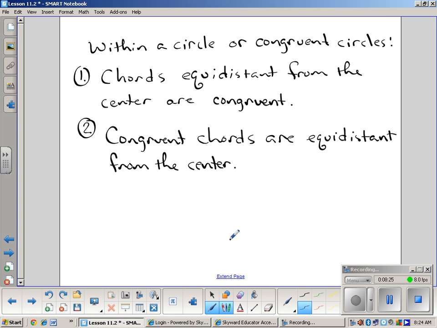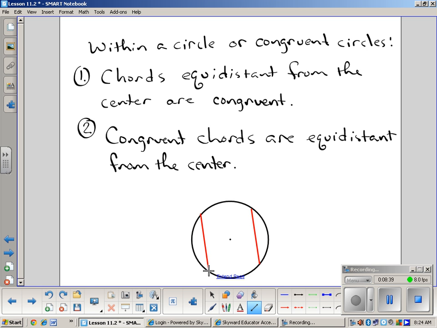And it means that if I drew this circle here, and I had this chord here, and I had this chord here, I have to pretend I'm doing this right. And if these are perpendicular and these are congruent, that means the red chords are equidistant from the center.